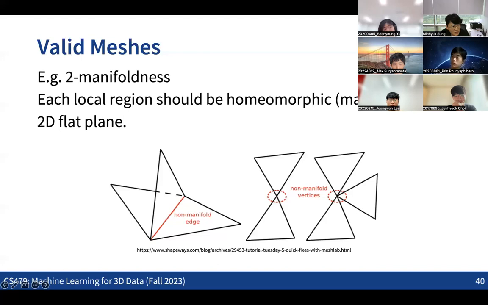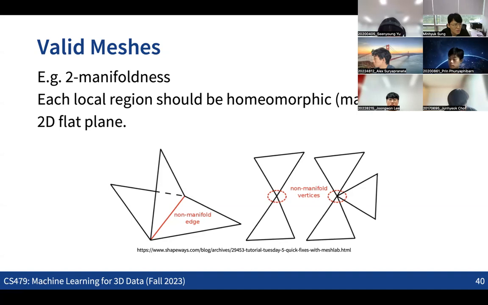So we might want to have this kind of constraint when we make meshes. A case that breaks this condition is, for example, if we have a single edge in this 3D space that has three adjacent faces, or more. This is one example where the local region of the mesh cannot be mapped to some kind of 2D plane. So this breaks the condition that the local region can be mapped to a 2D flat plane.